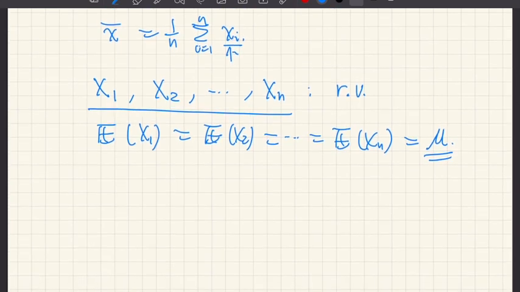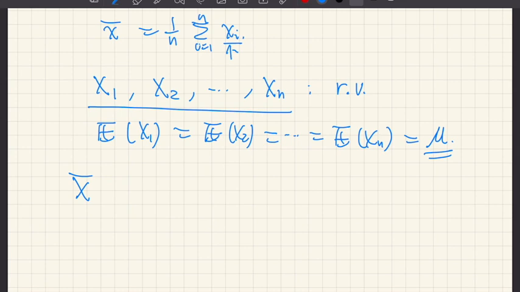And we defined the sample mean random variable as the sum of these random variables, and of course this is a random variable. And what's the expectation value of this?